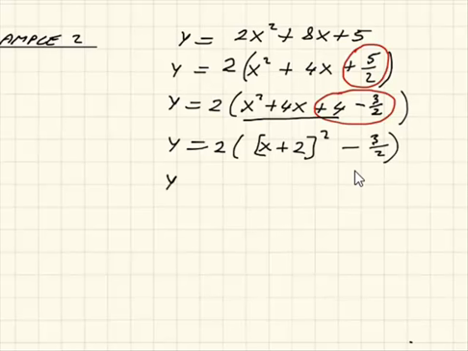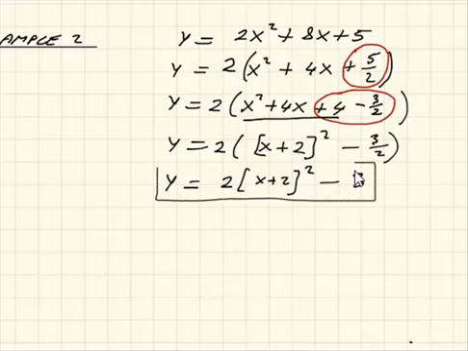It's at this stage that we multiply into 2 again. So it's 2 times x plus 2, all squared, minus 2 times 3 over 2, which is just simply 3. And finally, we have it in completed square form.